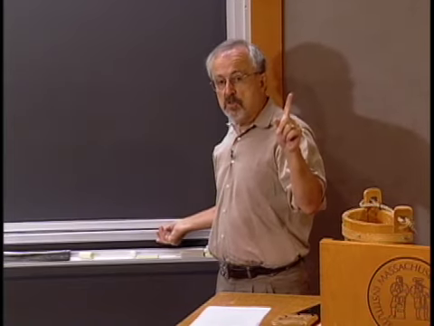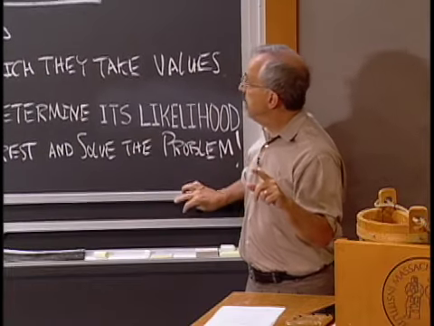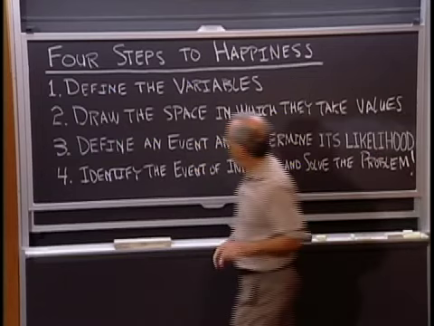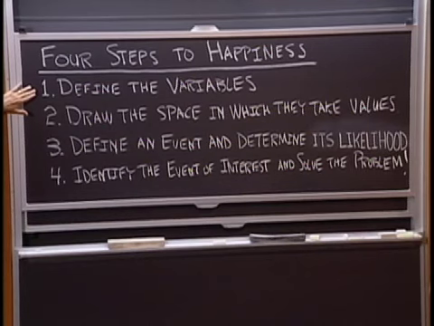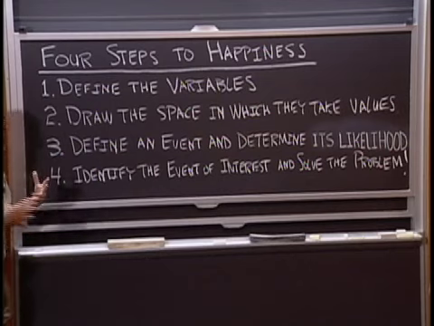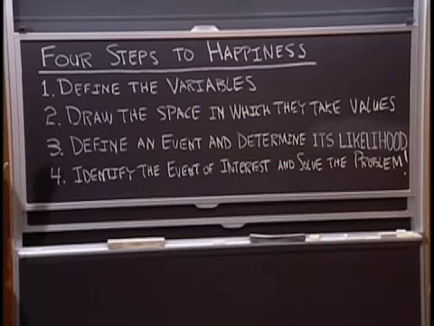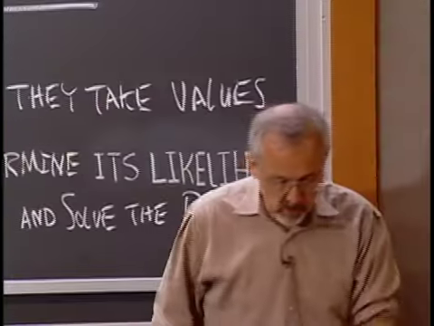Now, what we're going to do to solve this is do it in a systematic manner. And what I say is we need to follow 4 steps to happiness. These 4 steps to happiness are: 1, define the variables of interest; 2, draw the space in which they take on values; 3, define an event in that space and determine its likelihood; and finally, identify the event of interest, in this case, being able to form a triangle, and try to solve the problem. Okay, so let's go with this.